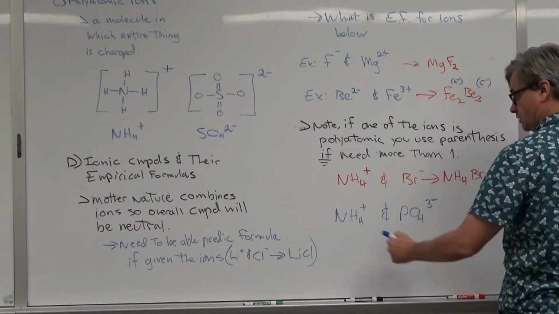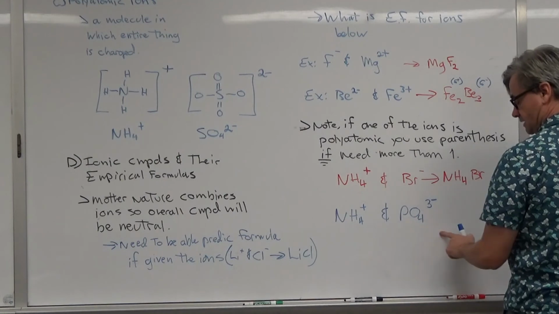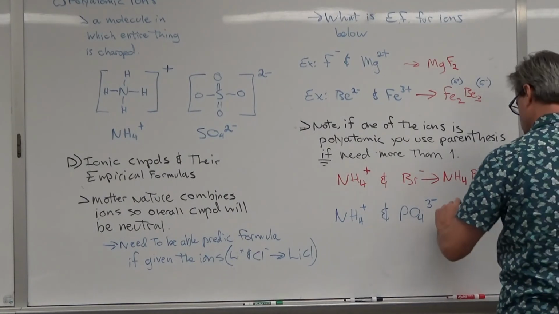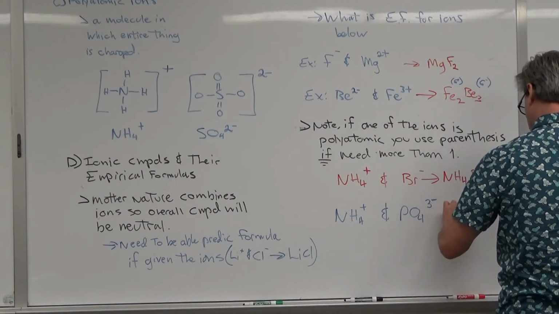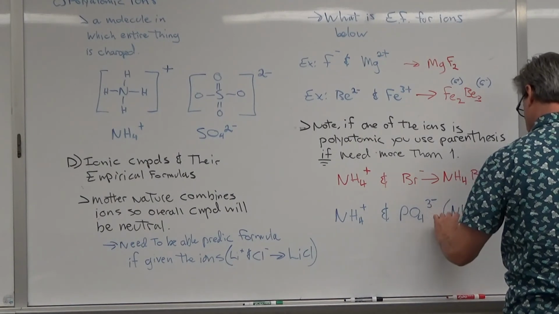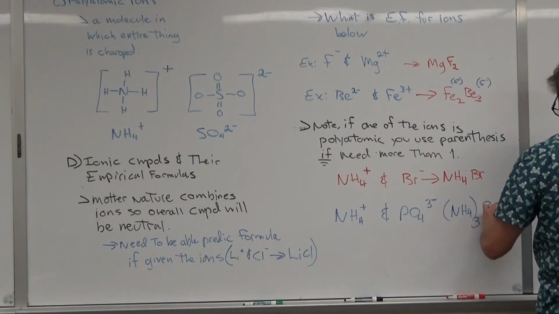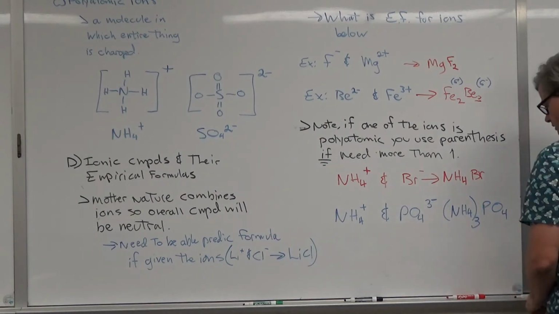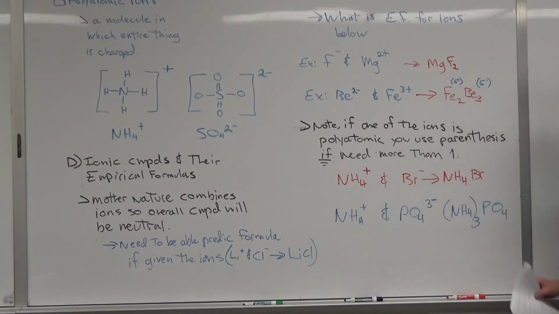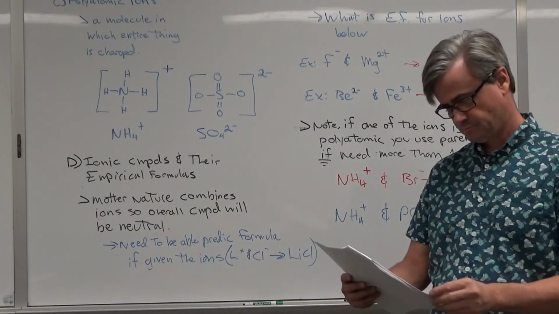For this guy, we're going to need 3 of the ammoniums to balance out just the phosphate, right? So we'll write the ammonium, put parentheses around it, put a 3 right there, and then just write the phosphate. No parentheses needed, because we only need one of that particular polyatomic ion.